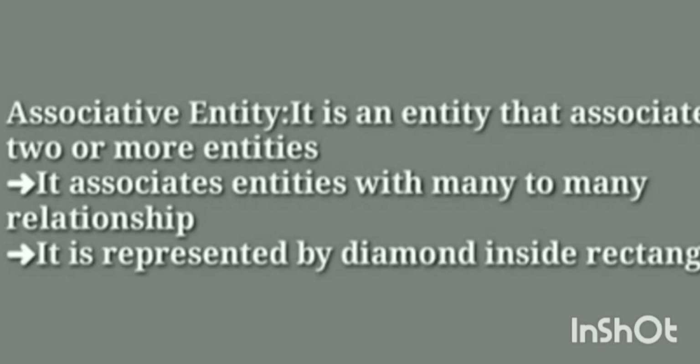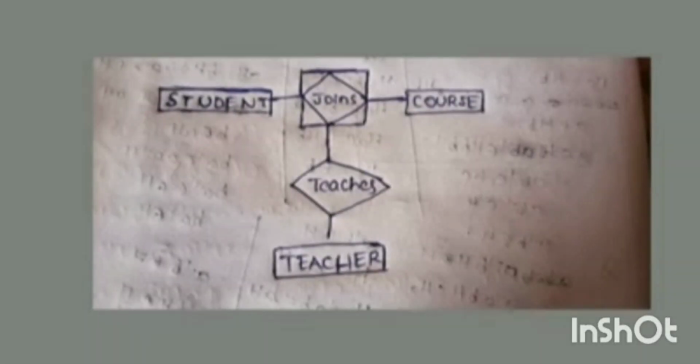Associative entity: it is an entity that associates two or more entities. It associates entities with a many-to-many relationship. It is represented by a diamond inside a rectangle. See here the student and the course. The relation between the student and course is joins. It is called the relation.